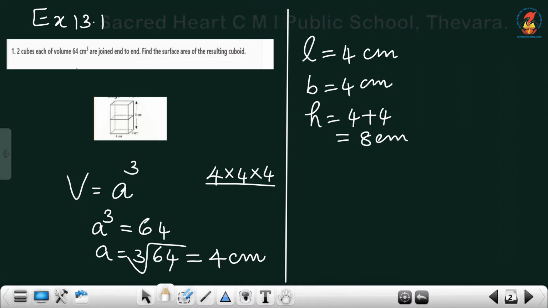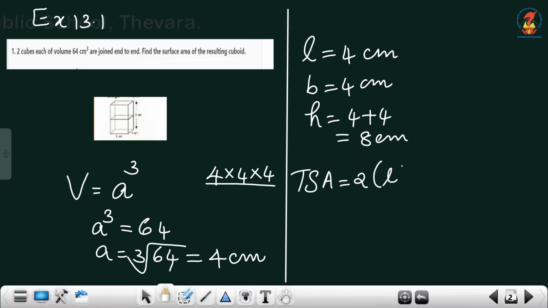What do you have to find? Find the surface area of the resulting cuboid. That means we have to find the TSA. What is the formula? TSA is equal to 2 into lb plus bh plus hl. 2 into lb plus bh plus hl.